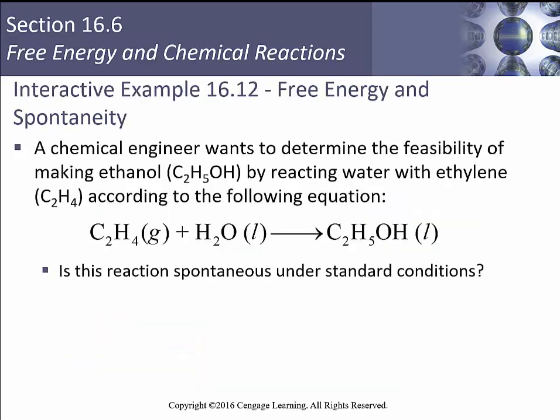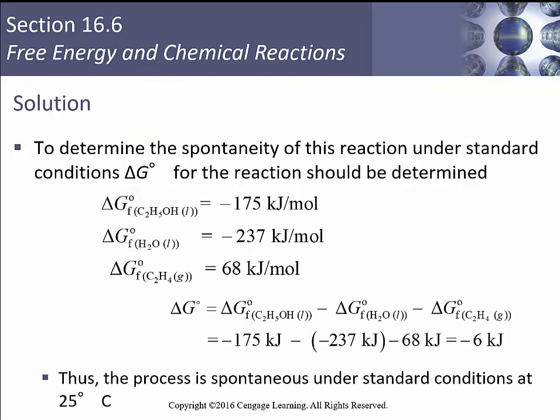A chemical engineer wants to determine the feasibility of making ethanol by reacting water with ethylene according to this reaction. So we're going to have our ethylene reacting with water to make ethanol. Is this going to be spontaneous under standard conditions or not? Again, this is one of those where we have to pay attention to the phases, liquid or gas, because it's going to matter. To determine the spontaneity of the reaction under standard conditions, we're going to look on the table for delta G values for our ethanol, our water, and our ethylene.